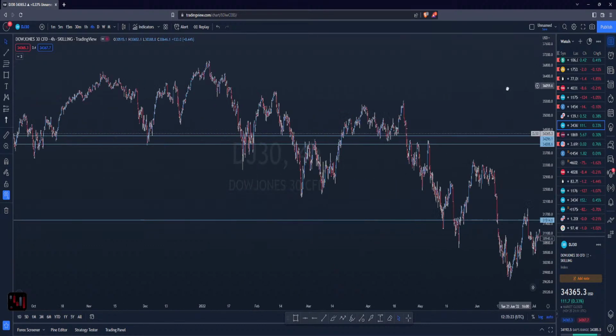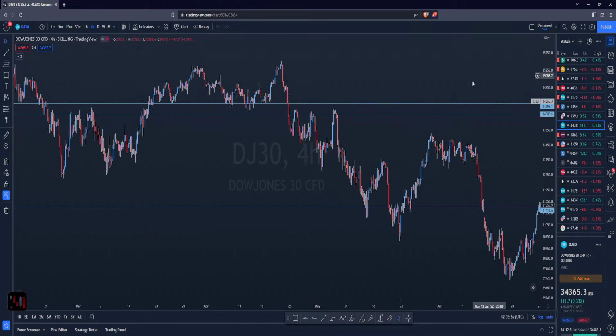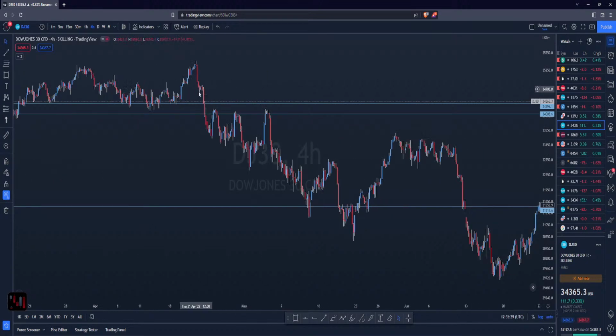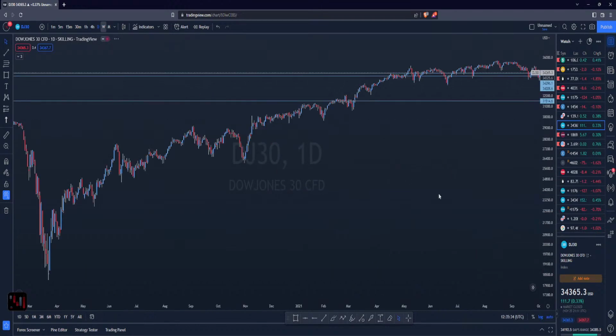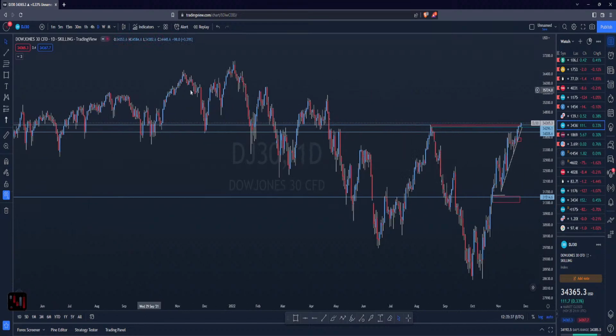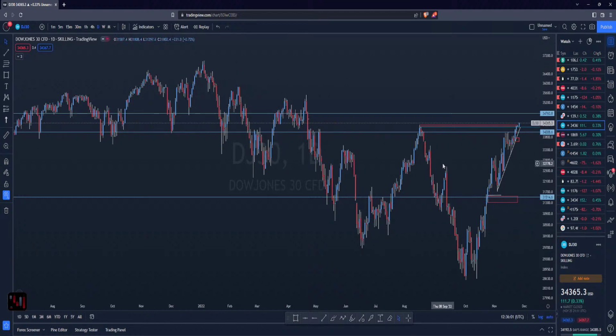Personally, I'm not sure if this level is anything particular that caught my attention. Check it on the daily. Yeah, maybe. Which level are you looking for, Musani, on the Dow?